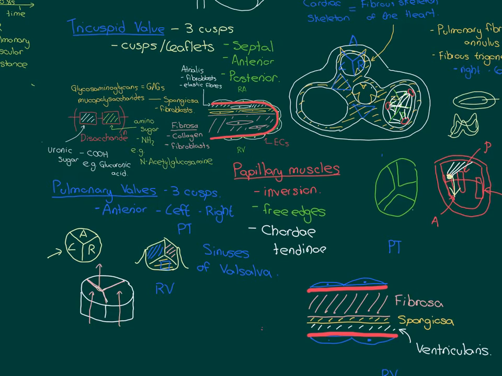Then, when right ventricular diastole occurs, the blood in the pulmonary trunk will want to try and get back into the right ventricle, and to stop that from occurring, the blood will go into the sinuses of Valsalva and push the valve cusps downward, and that will force them to close. It will close them up.